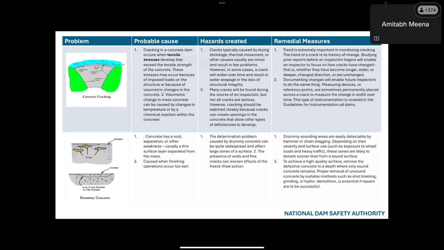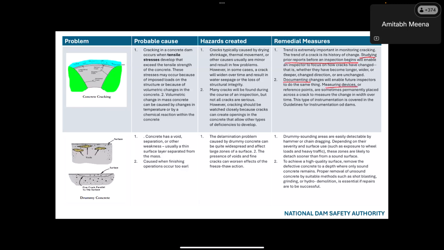The trend of a crack is its history of change. I mean, if cracks are very fine, they are of no serious consequence, but if their size is increasing, then it's very serious. So we have to study the prior inspection reports also, to see whether they are increasing in size, or how they are behaving, and for that we have to keep proper documentation, and we have to install measuring devices also.